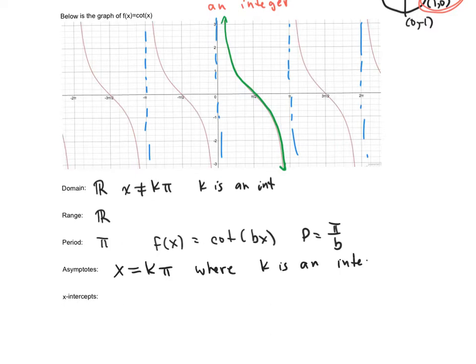And interestingly enough now, like we said, a lot of things switch. If you look at the x-intercepts now, the x-intercepts are where the old asymptotes were for tangent. So the x-intercepts are at k pi over 2 comma 0, where k is an odd integer.